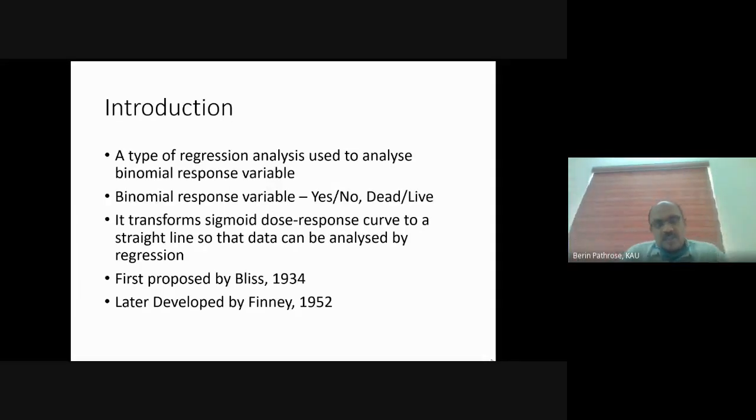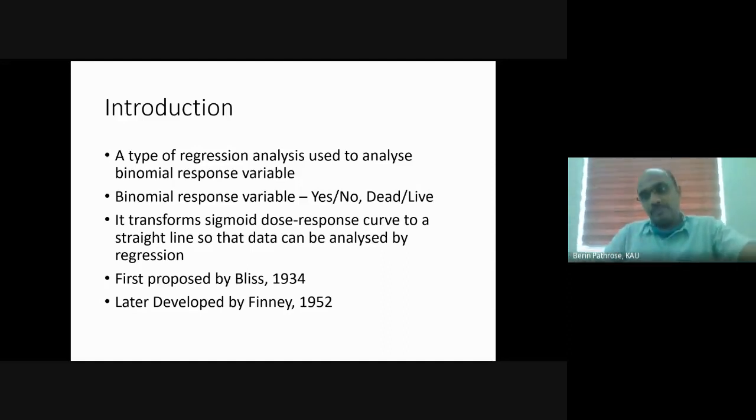Whenever we are carrying out analysis of variance or ANOVA, you might have studied about transformation of data. Have you studied about transformation of data? Yes. What are the kinds of transformation? Angular, logarithmic, square root. Okay. We have several kinds of transformation.